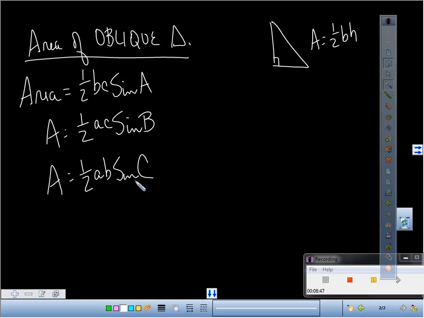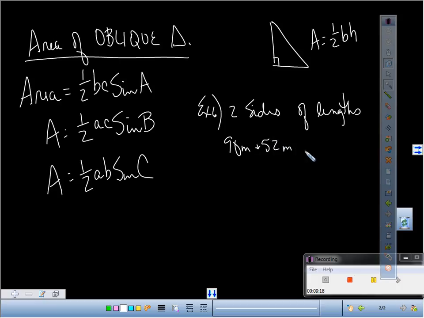So here's what it tells me. Example 6. It says, choose sides of length 90 meters and 52 meters, and the included angle.